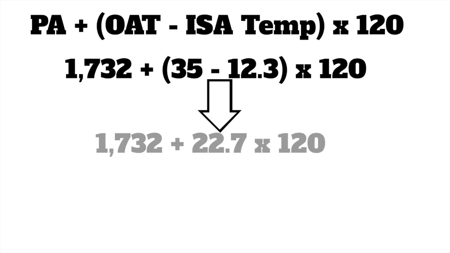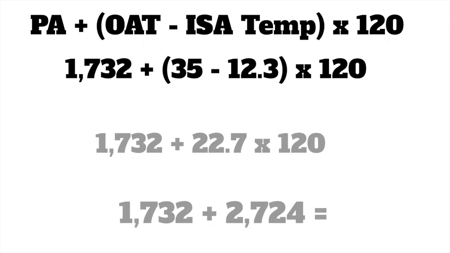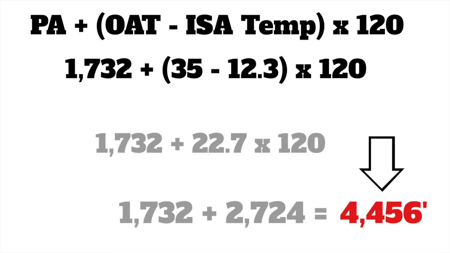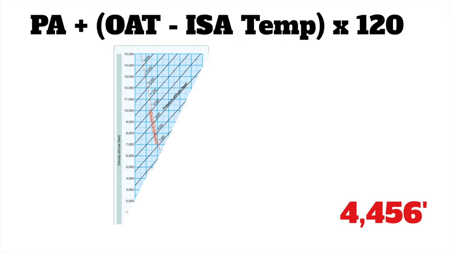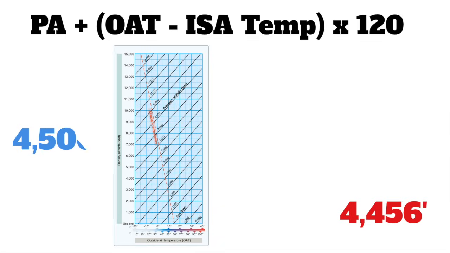Okay, so let's do this math really quick. 35 minus 12.3 is 22.7. Multiply that times 120 to get 2,724. And we'll just add that to 1,732 to get 4,456. So our exact density altitude is 4,456 feet. And this is what you're going to be using to calculate the performance of your airplane. As you can see, our density altitude chart was pretty close, but if you're trying to get exact numbers for some reason, this is the way to go.